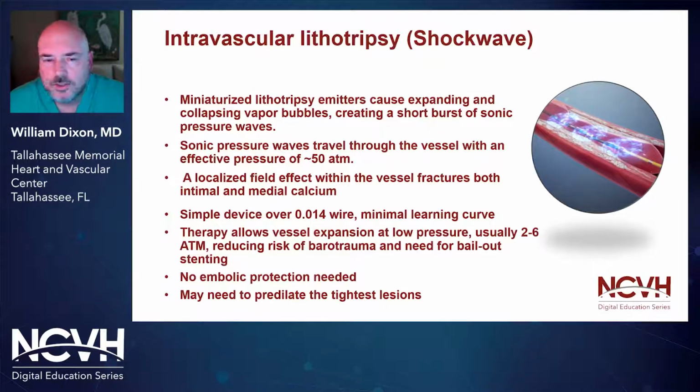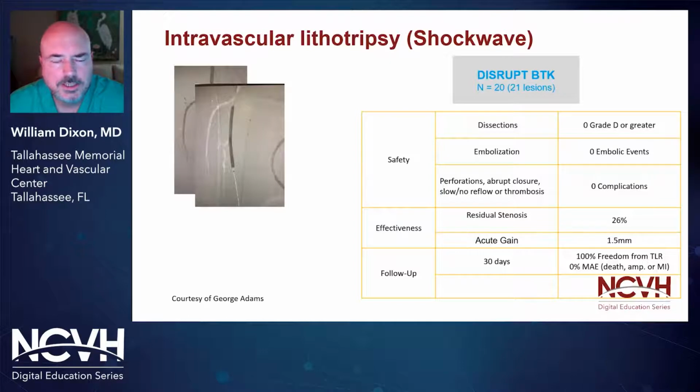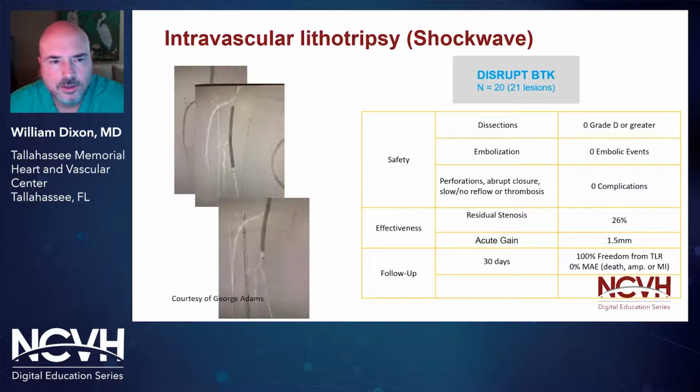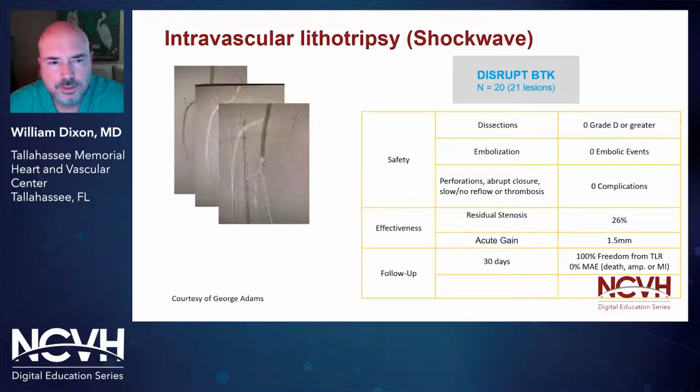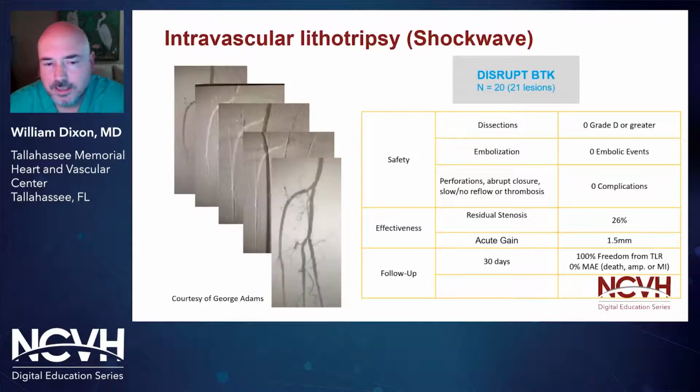The balloon is a little bulkier than a standard angioplasty balloon, so in the tightest lesions, you may need to do a small balloon predilation. So here's an example. This is a case that Dr. George Adams shared, where there's significant tibio-peroneal trunk and posterior tibial disease. So here's a balloon across the ostium of the posterior tibial and peroneal arteries, brought back to treat the tibio-peroneal trunk. And then there's a tight lesion at the ostium of the peroneal artery. And the final result is excellent. And that was standalone intravascular lithotripsy.